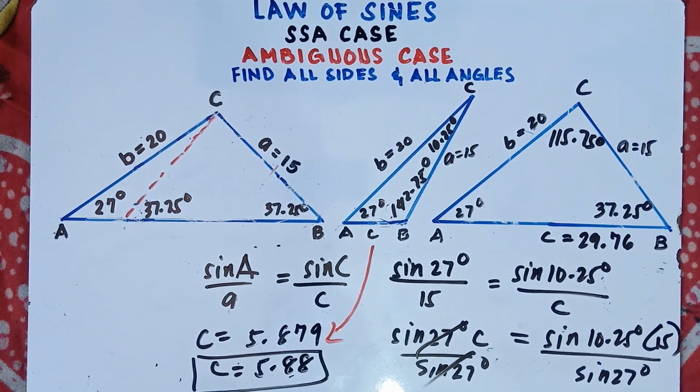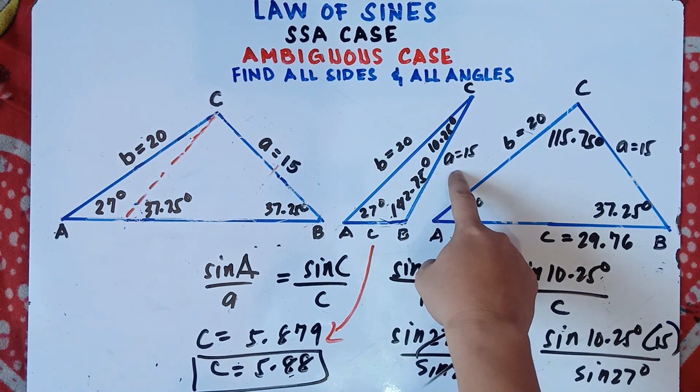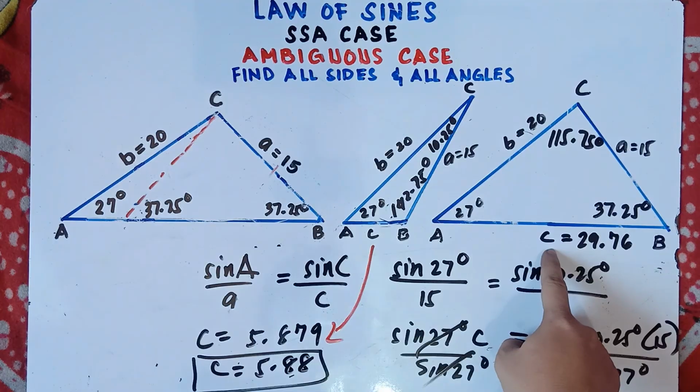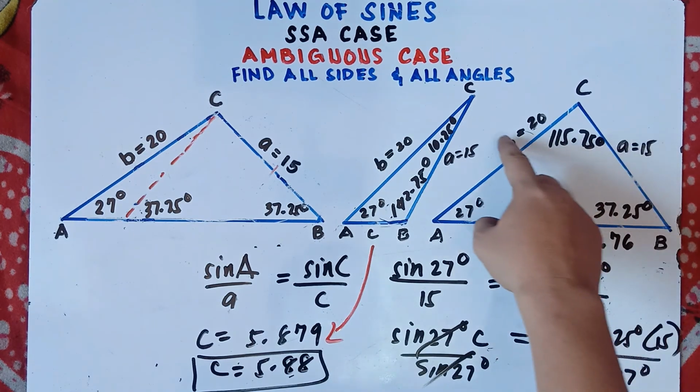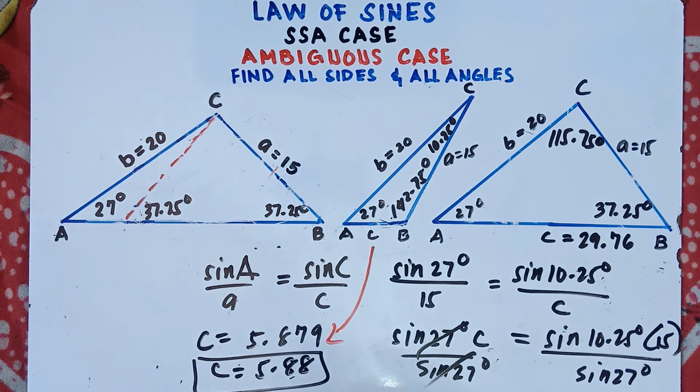I hope you learned something new today, class. So we found this side. This side is B, and B is 20. This is A, 15. So C is 29.76. We have A and then we have B, and we have all angles and all sides. All set, class, for this ambiguous case. I hope you learned something new today.